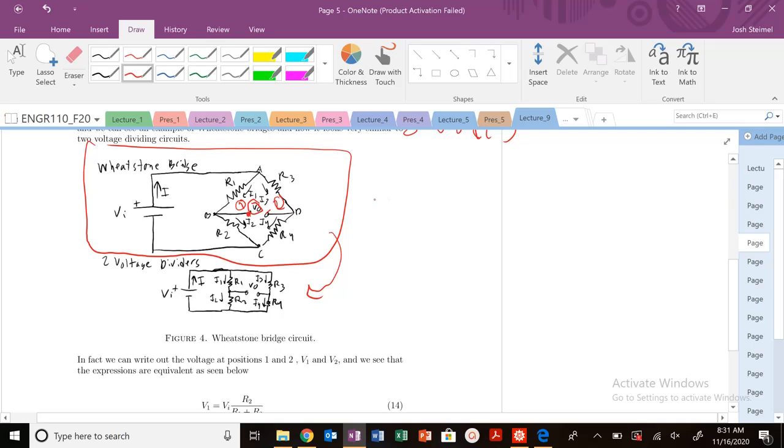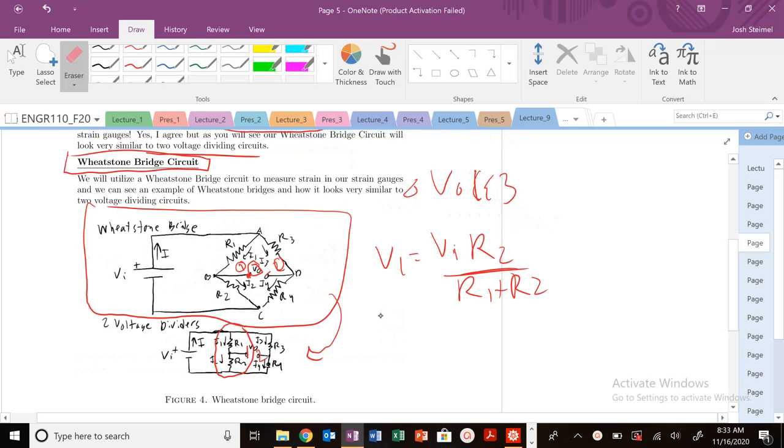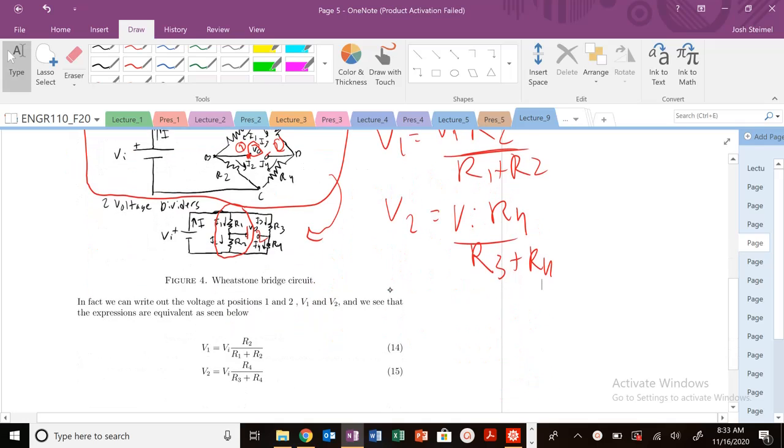Well, if I want to write the voltage at 1, that looks like just, again, a simple voltage divider circuit. So V1 is just going to be equal to what we saw previously: VI times R2 over R1 plus R2. And V2 is just going to be equal to VI times R4 over R3 plus R4. So that is going to be the voltage at positions 1 and 2 in the circuit.